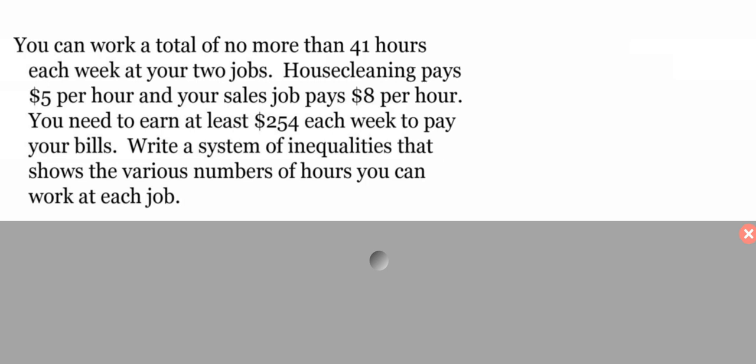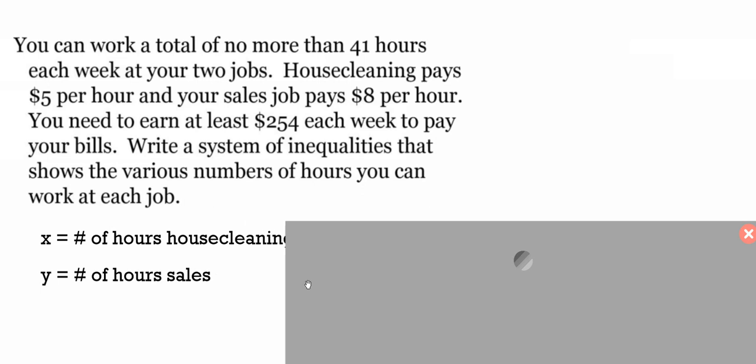As always, we should start by establishing what our variables represent, and that's really in the question that gets asked. Even though there isn't a direct question here, you can kind of see the implied question of how many hours of each job you can work. So I'm going to say that X is going to equal the number of hours house cleaning, and Y is going to equal the number of hours doing your sales job. You could flip-flop those. It doesn't really matter as long as you keep everything straight throughout the problem. So we know what our variables represent.